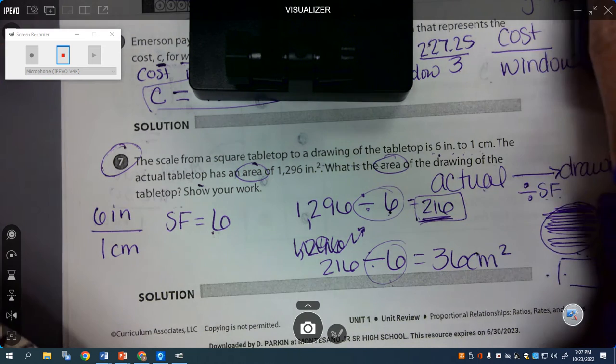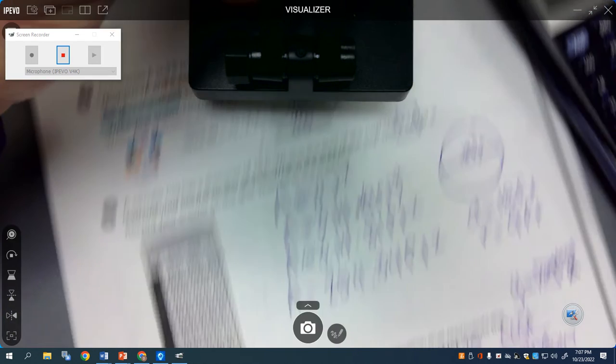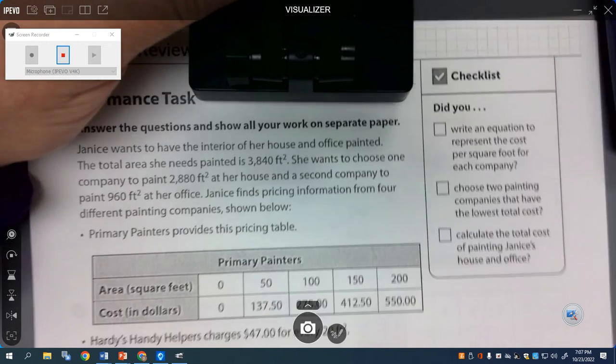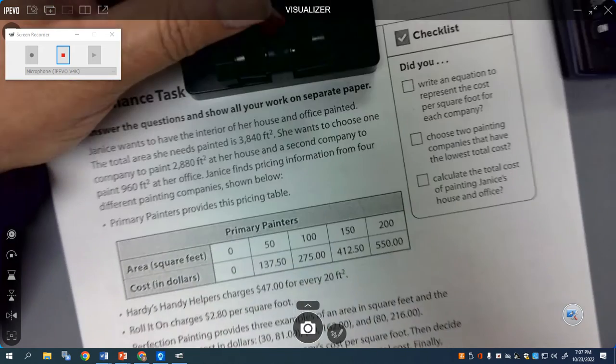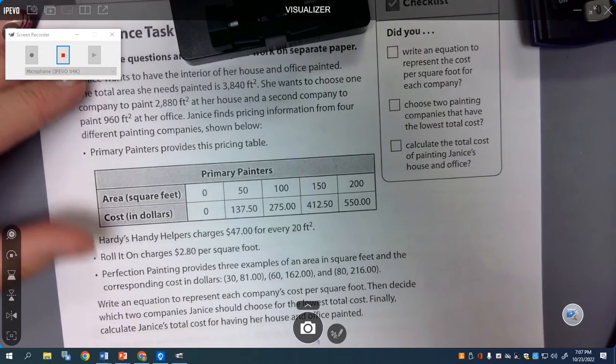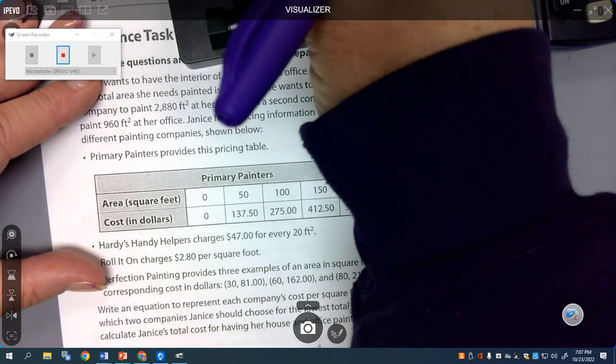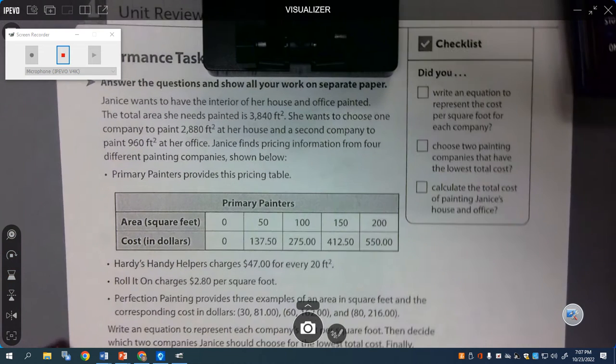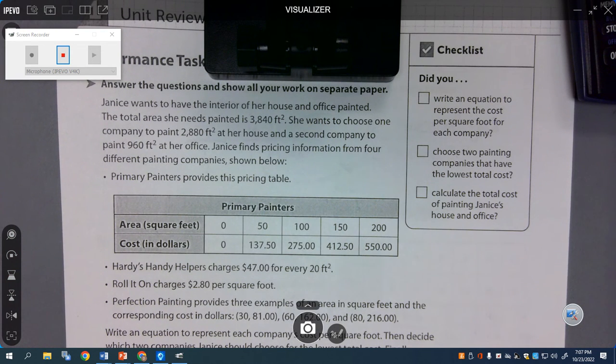Okay? All right, so the very last one, the performance task. You're probably saying, Mrs. Parkin, this performance task was wild and crazy. But guess what? If you slowed down and walked through it, it wasn't that wild and crazy. It's just wordy. There's a lot of stuff going on that you have to figure out. So let's read through the problem and find out what we're doing here.